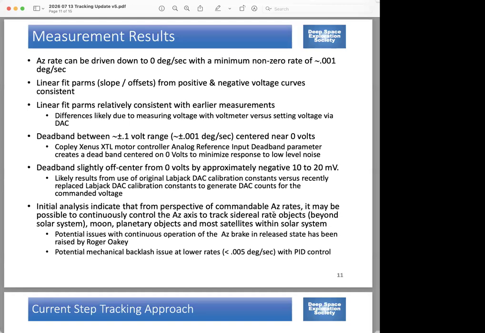So when they replaced that, it sounds like, looking at these charts, the new DAC may not be calibrated the same way the old DAC was. That might account for some of that offset. I just wanted to say why the DAC got replaced.